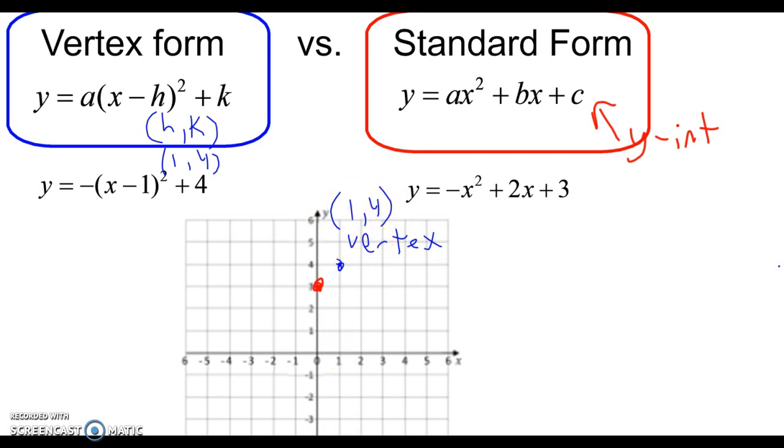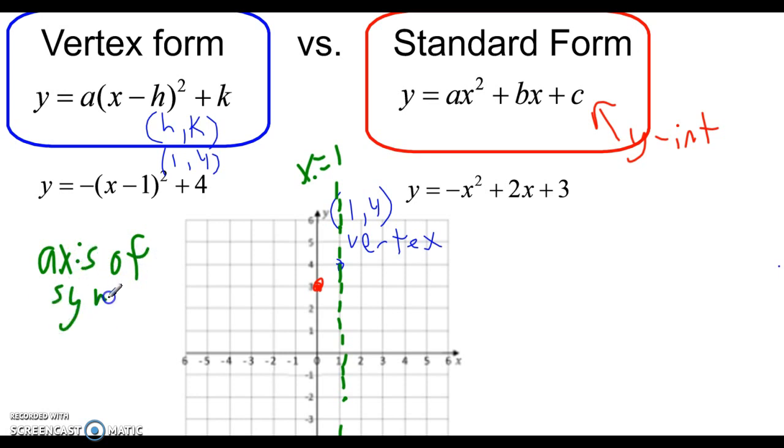By the way, parabolas always are symmetrical. So I'm going to draw a dotted line through this vertex, where x equals 1. The name for what I just drew is the axis of symmetry. The formula in terms of h is x equals h.